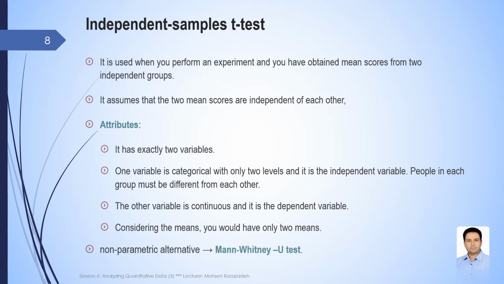The non-parametric alternative of the independent samples t-test is the Mann-Whitney U-test. As I said before, you can use the non-parametric alternative of each of these statistical tests, for example, t-test, ANOVA, MANOVA, and ANCOVA. You can use the non-parametric alternatives when you have a problem with the data, for example, when the data is not normal.